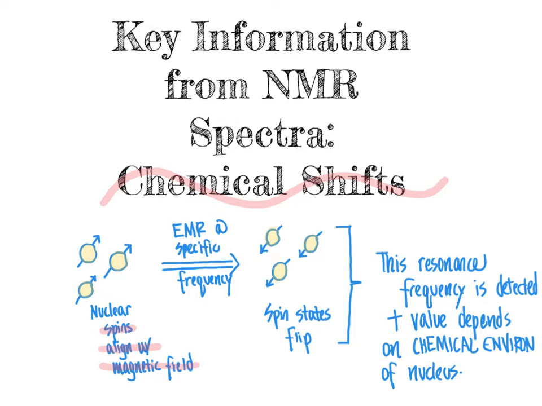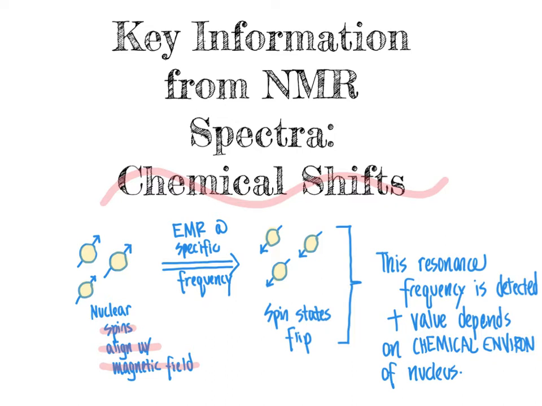Those will be subject to a range of frequencies of electromagnetic radiation, which I abbreviate as EMR here. When a certain specific resonance frequency is reached, what will happen is those spin states will flip. And I'm illustrating that by showing the arrows, rather than pointing upward, now pointing downward to illustrate that they have experienced that flipping of spin states. And that resonance frequency is detectable.